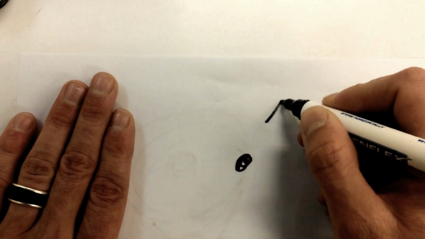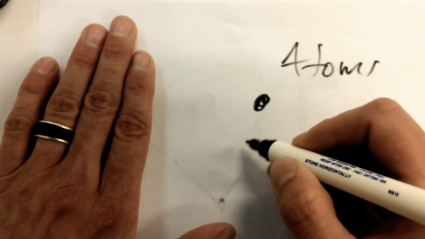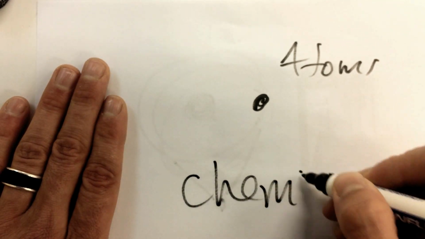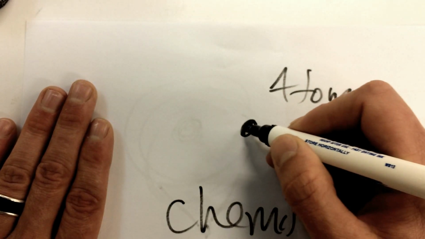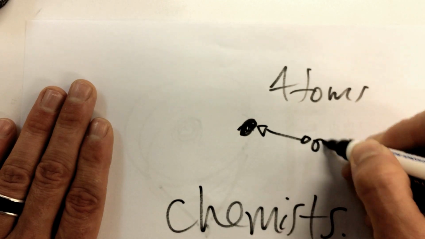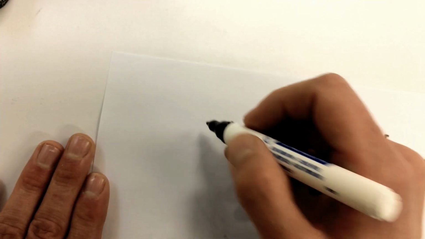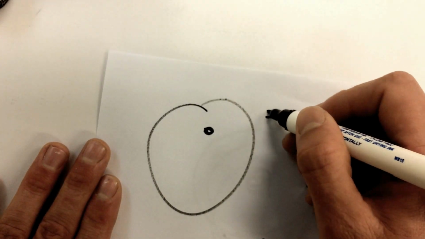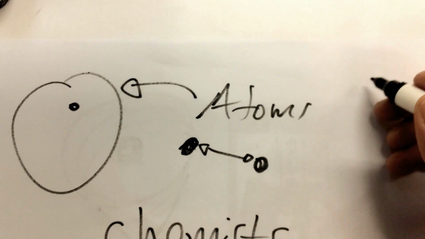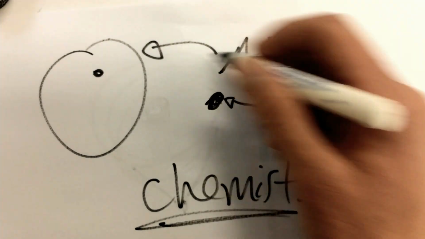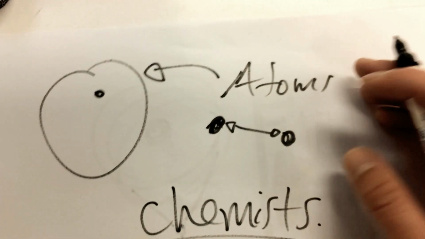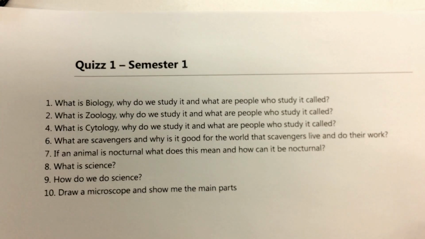There are things called atoms, and a chemist is a scientist who wants to understand one atom interacting with another atom. Everything around us, even the cell, is made up of atoms. And a chemist is a scientist that wants to understand that. So you have many different types of science. Science is about discovering God's world.